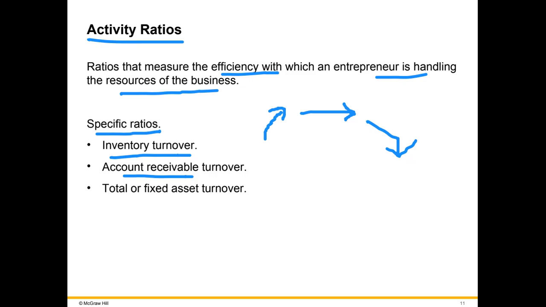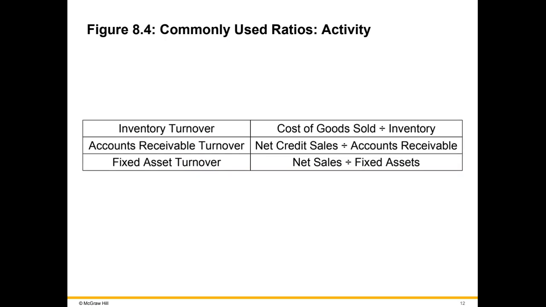Okay, what are the commonly used ratios for the activity? So for inventory turnover, we will be looking at cost of goods sold divided by the inventory. It will tell us how much goods are being sold and how much inventory is being sold, so it might give us a ratio between the cost and inventory.